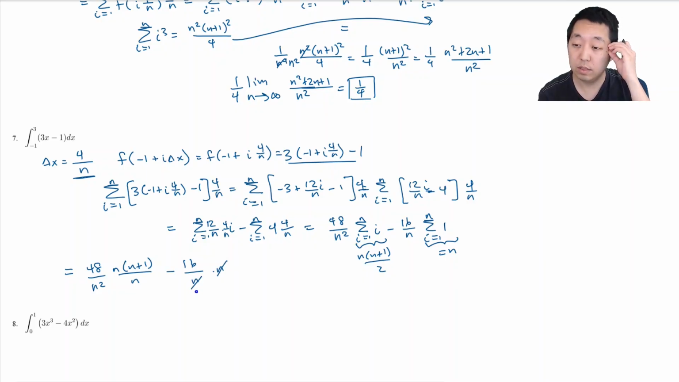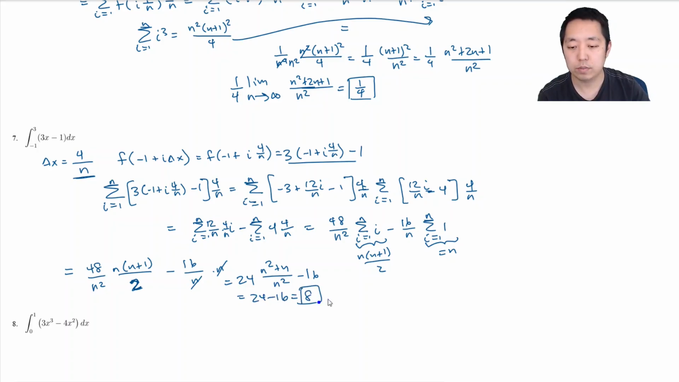Should have been 16. I feel like 16 is a little bit high. Oh, no, I think that's okay. Let's see what answer we get in the end. Okay, so this becomes, oh, this is over 2, sorry. And so this becomes 24n. I'm going to distribute the n. It's going to be (n squared plus n) over n squared, minus 16. And if I take the limit as n goes to infinity, this goes to 1 because I have an n squared over n squared. So this ends up being 24 minus 16. That's equal to 8. Okay.